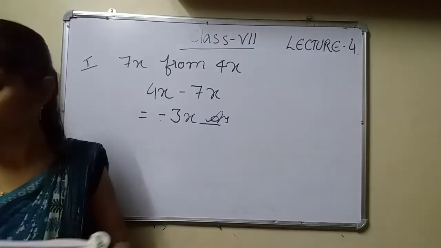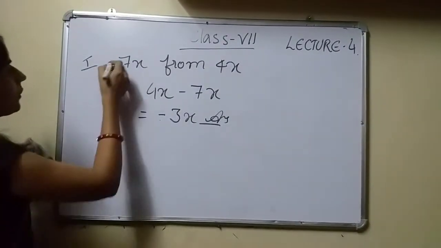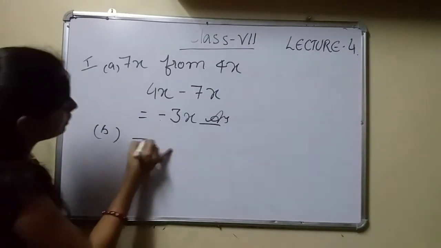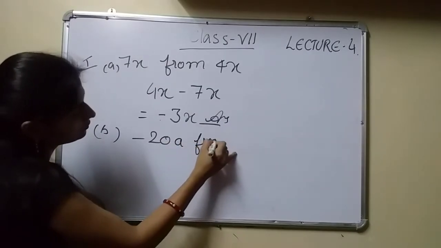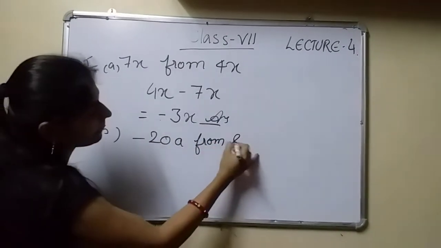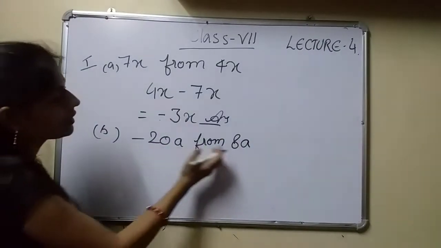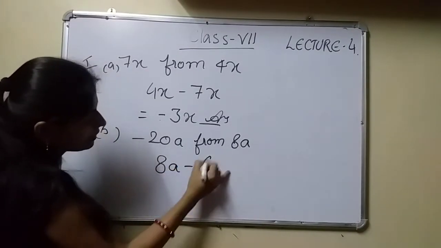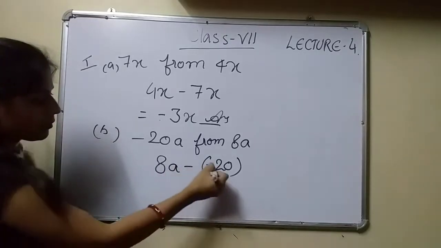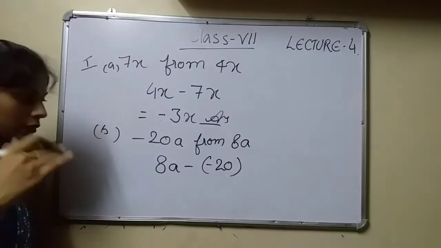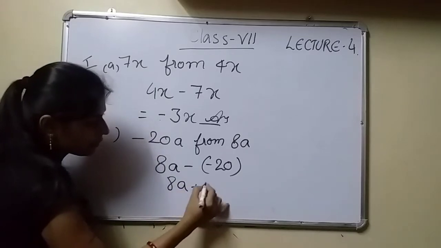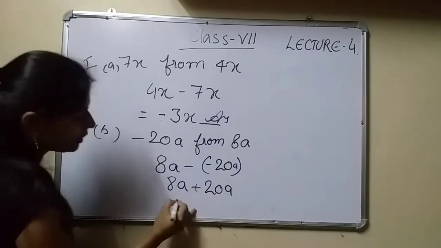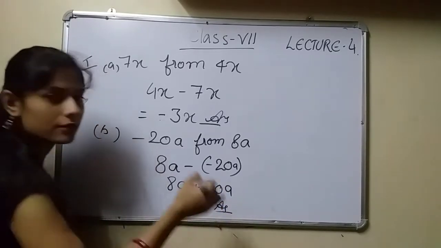Now see question number B: subtract minus 20a from 8a. It means 8a minus minus 20a. When you multiply minus into minus it becomes plus. So 8a plus 20a. What will it become? 28a. That is your answer.